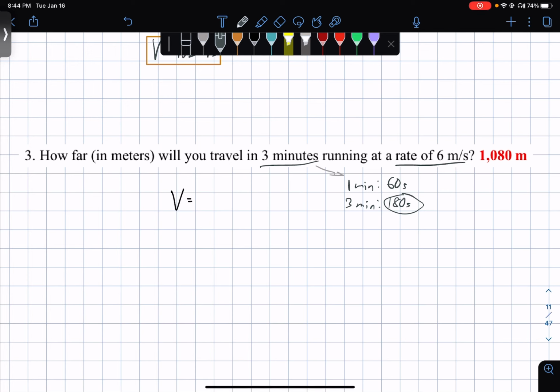So if you use the formula V is equal to D over T, you just multiply both sides by T. Algebraic manipulation. This is going to be your new formula, solving for distance. If you use 3 minutes and you pair that with the velocity 6 meters per second, you get the wrong answer. As you can see, 3 times 6, that's 18. Well, you have to cancel units. Minutes and seconds are not cancelable.